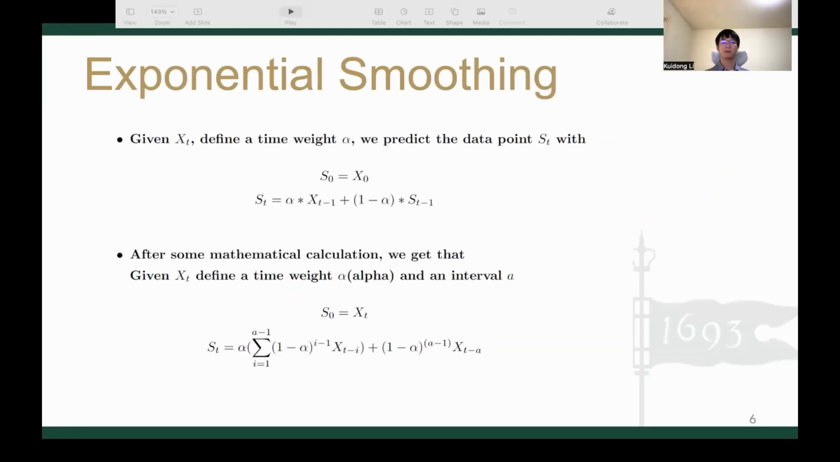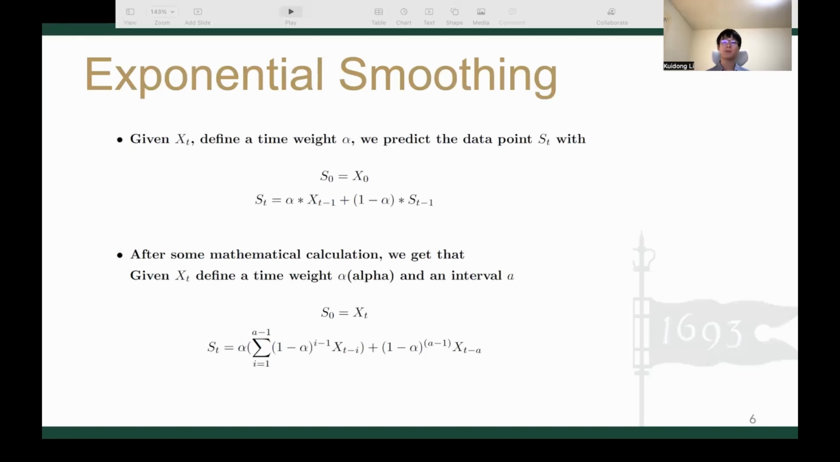The major problem with moving average is that it gives the same weight to all the past data. We can technically reduce the window size in moving average, but we do need a sufficient amount of data to make accurate predictions. So this led us to think about exponential smoothing.